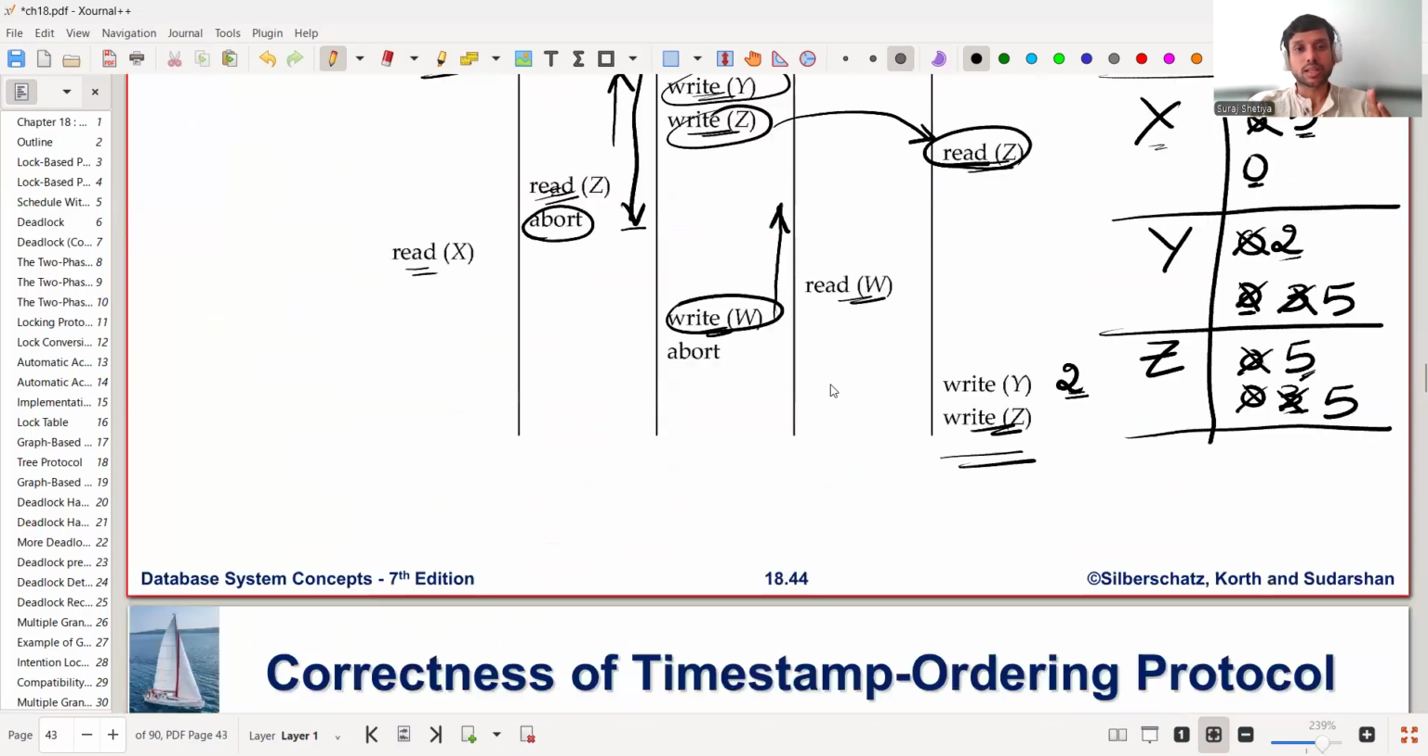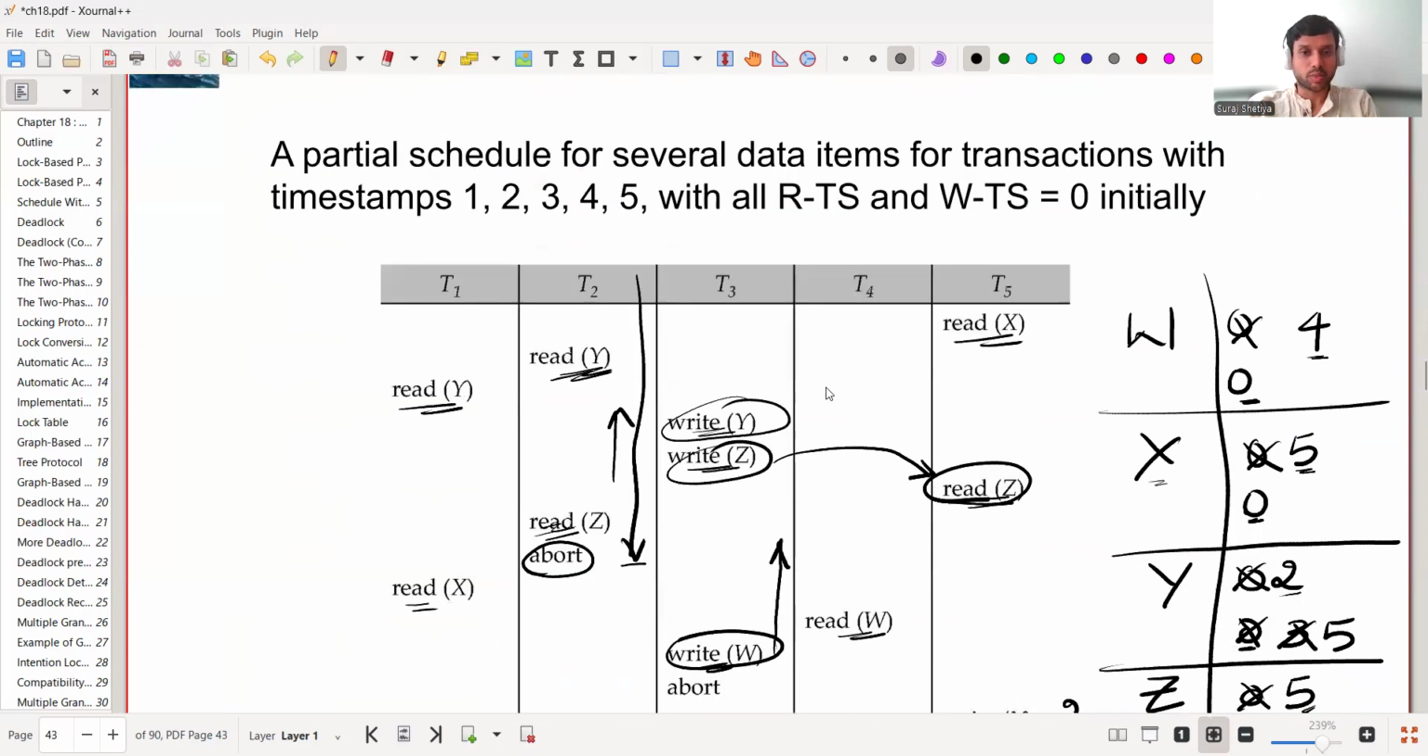So to summarize the point I was making, these timestamp based protocols do not take care by default, they do not have this notion of cascading rollbacks, right? So they are free of cascading rollbacks. But because they are free of cascading rollbacks, they in fact do something worse. They are not recoverable at all, right?